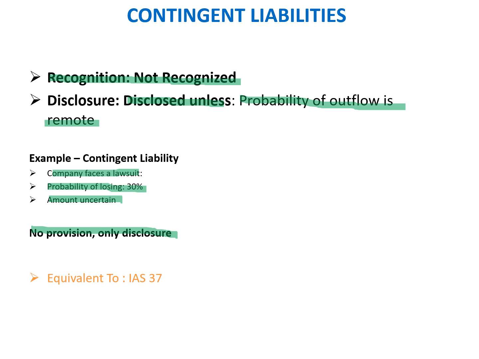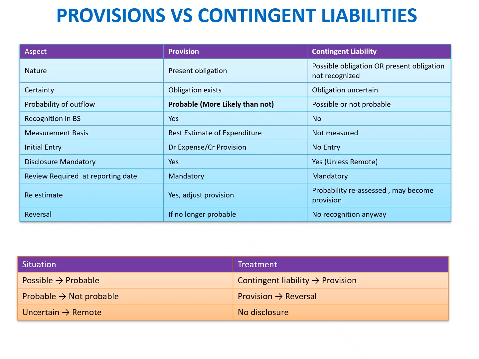And this alignment is largely aligned with IAS 37. So we'll move to the next slide. Okay. So to make sure that viewers and subscribers can understand the concept in a much better way, we have created a table here which clearly demarcates when we have to create a provision, or when we have to take it as a contingent liability.